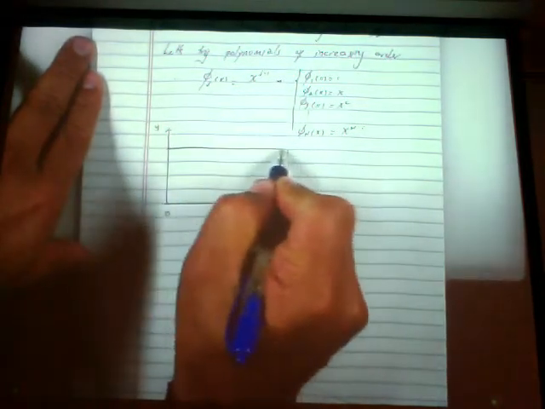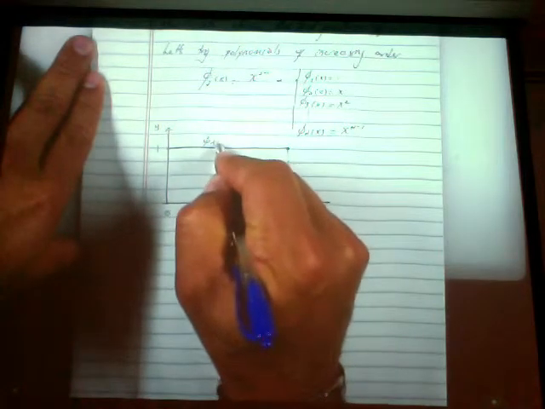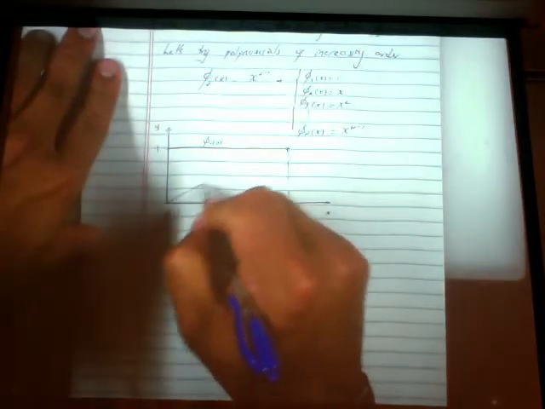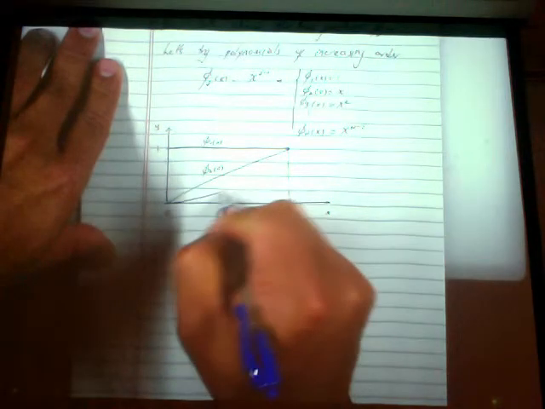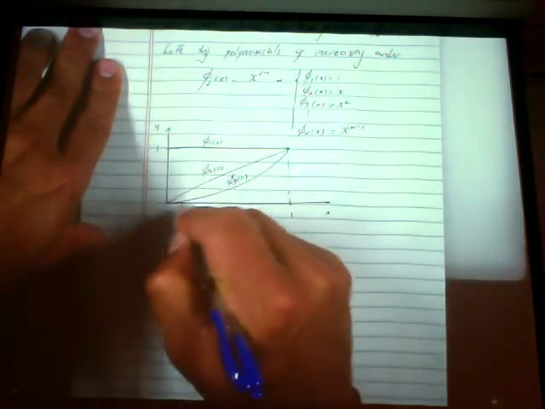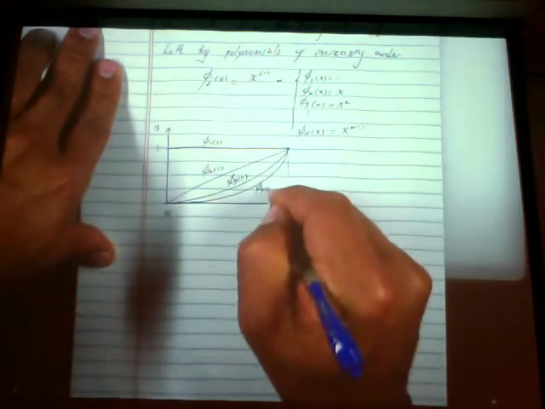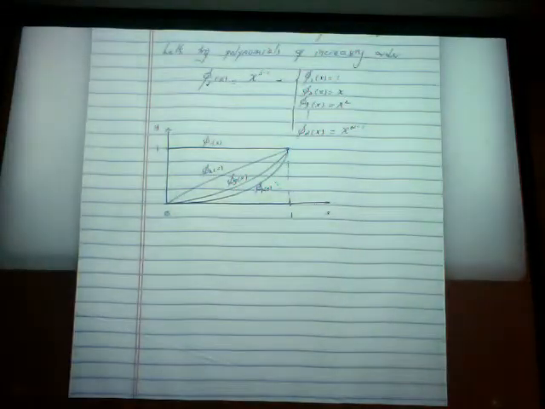Polynomial 1 looks like this. This is phi 1 of x, right? It's a constant. Polynomial 2 looks like this. Polynomial 3 looks like this. Polynomial 4 looks like this, and so on and so forth. They get flatter and flatter and flatter.